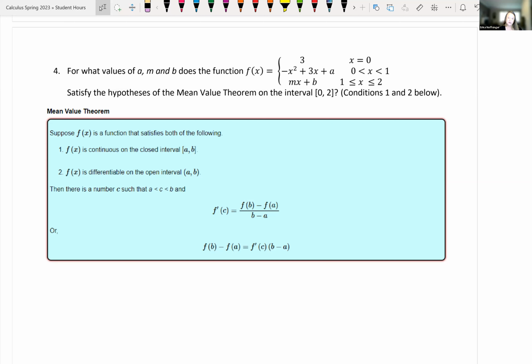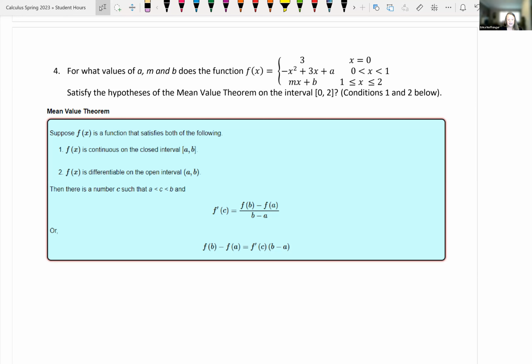We're looking for those values a, m, and b that satisfy the hypothesis of the mean value theorem on the interval 0 to 2. And then I gave you a hint. That means we need to make sure that our conditions 1 and 2 below, and I gave you the mean value theorem, hold true. So we need to show that our function is continuous on that closed interval, and we need to show that it's differentiable on the open interval. If that's the case, then we know that the hypothesis is satisfied and we can use the mean value theorem.